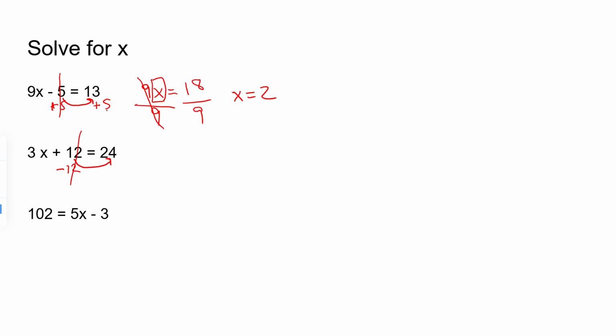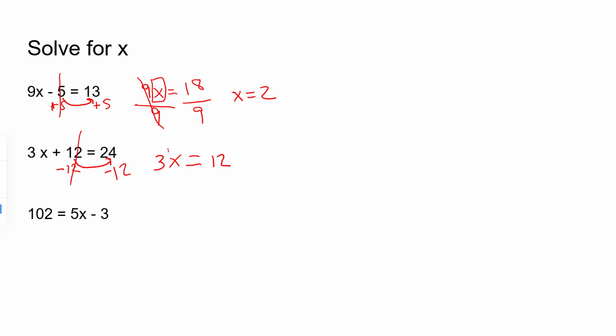So because we subtracted away the 12 over here, we're going to do the same thing on this side of the equation. So now we rewrite the equation. We have 3x equals 24 minus 12 is 12. And double check that on your calculator.